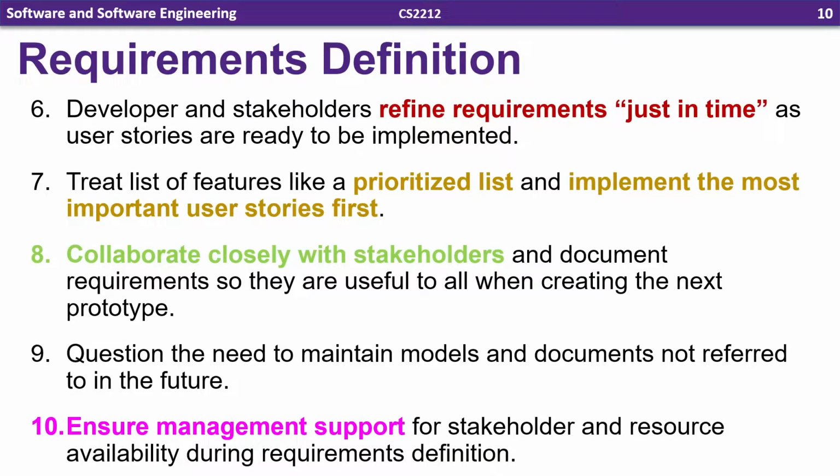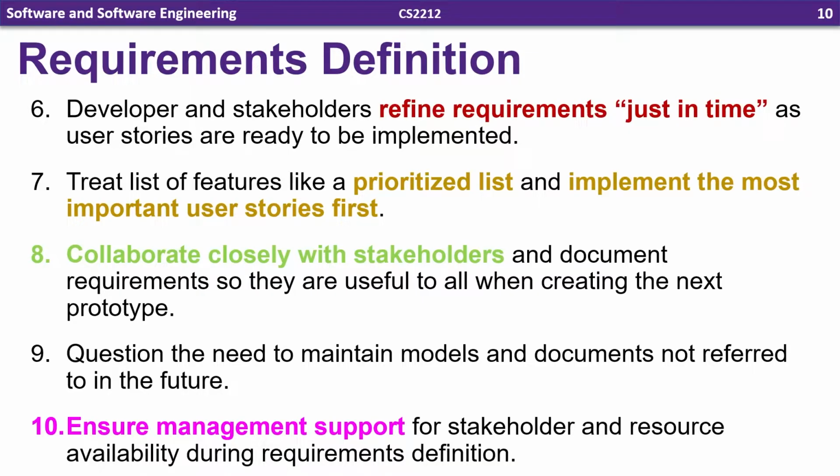Number 9 is question the need to maintain models and documentation not referred to in the future. So, like I was saying, Agile is a lightweight methodology. We want to minimize the amount of documentation. Documentation should be just sufficient to get us on to the next step. If we're acquiring documents and diagrams and things like that, and they're just going into a filing cabinet and no one's actually going to be looking at them at a later stage, there is no point in creating them. So we should really question why those are being created if we're not going to be referring to them in the future.